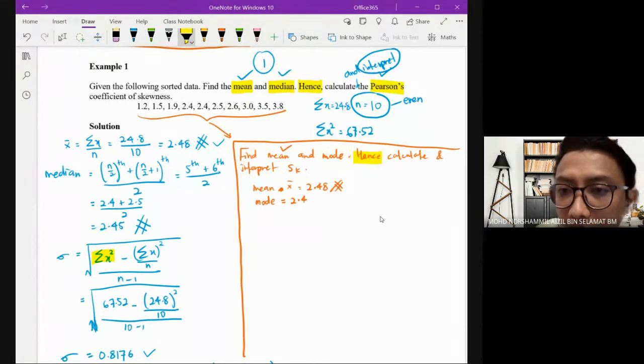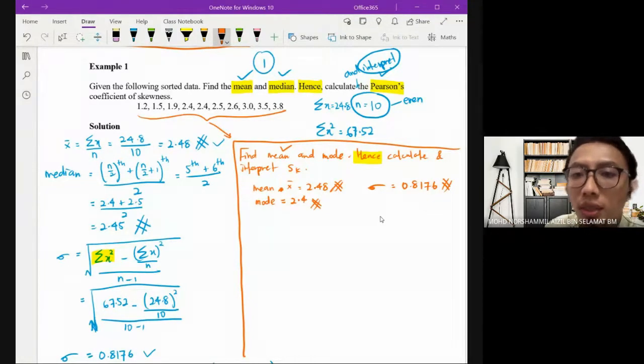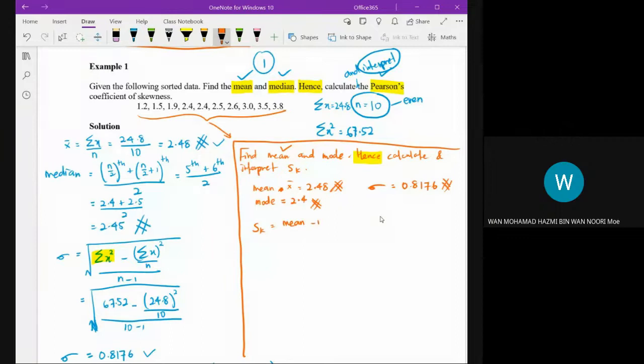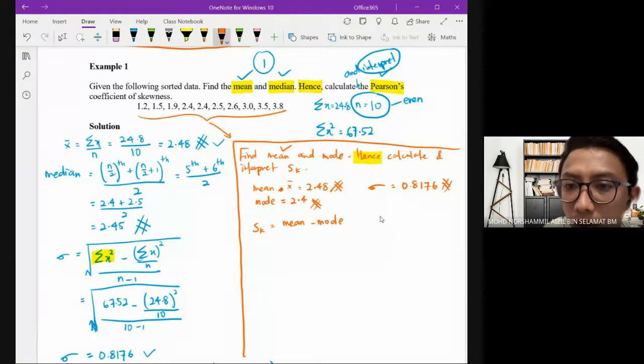Okay. So means that we still need to calculate our standard deviation. Of course, our standard deviation. Give me a second. Okay. So standard deviation, we calculate and then we obtain 0.8176 just now. So now we can proceed with the word hence, calculate and interpret the skewness. So the formula is mean minus mode, right? Yes, sir. Okay, mean minus mode divided by our standard deviation. So calculate for me. What do you get?